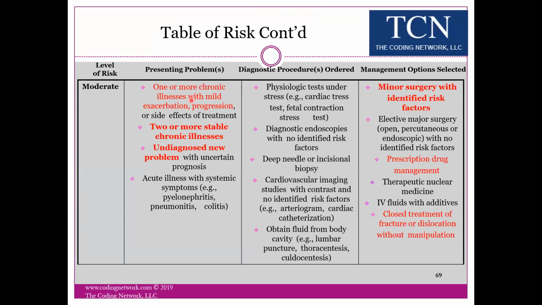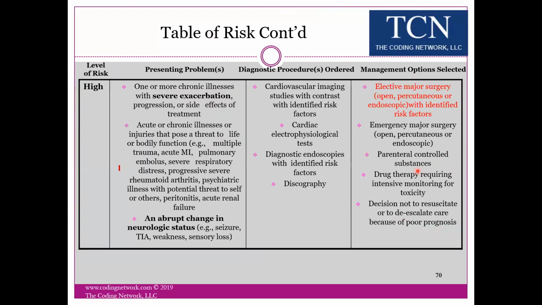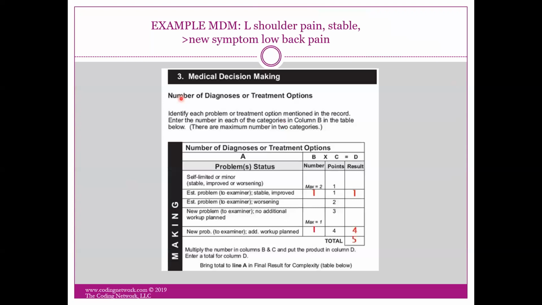Or just some other examples, 1 or more chronic illness with mild exacerbation, your undiagnosed new problem falls into moderate, prescription drug management falls into moderate. It gets into high complexity based on the severity and how you've documented that. But let's just go through an example where the auditor is going to look at these 3 tables to try to come up with what is the correct level of complexity for medical decision making.